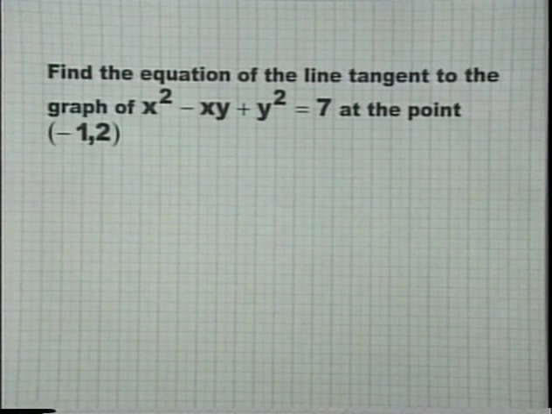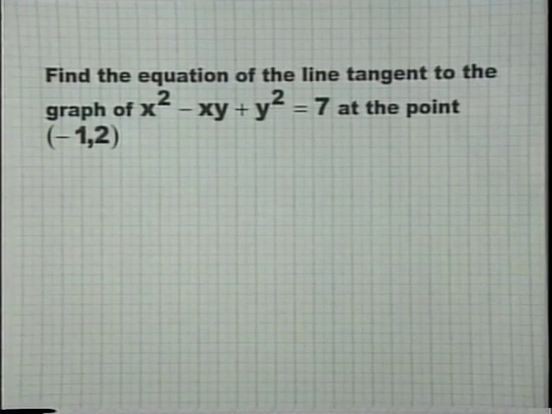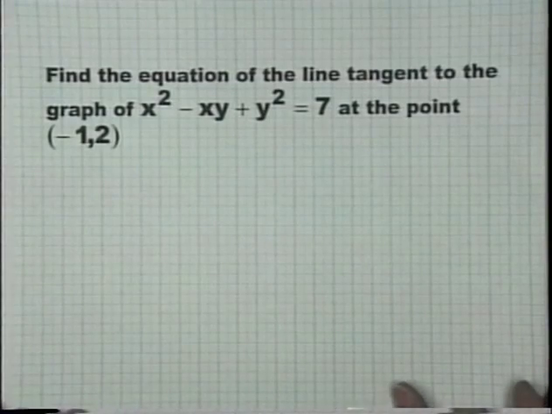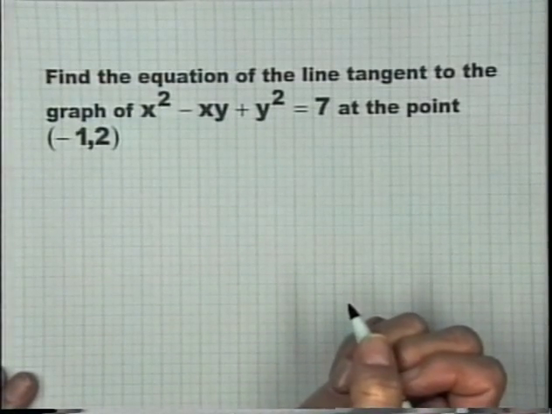Here I've said find the equation of the line tangent to the graph of x squared minus xy plus y squared equals 7 at the point (negative 1, 2). Now I'm not going to graph this one, but we're just going to go ahead and find the equation of the tangent line.